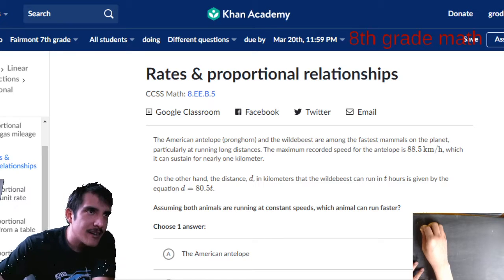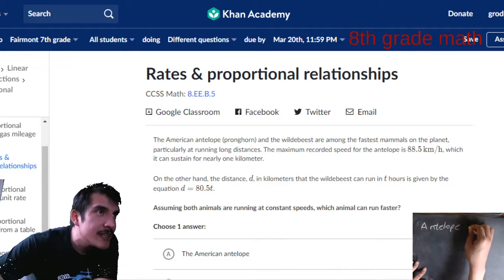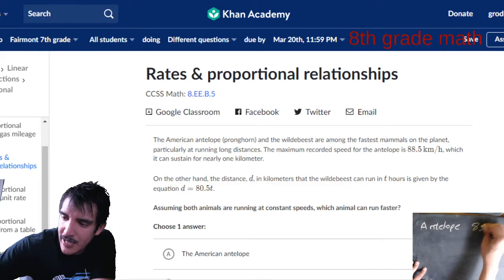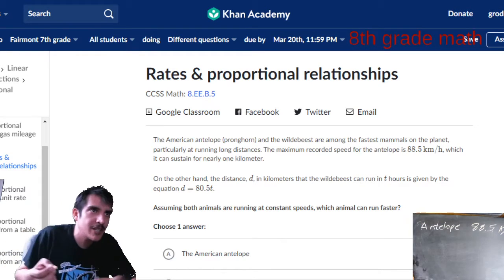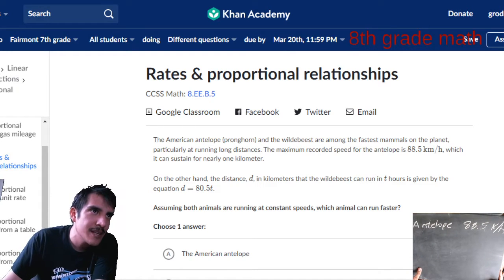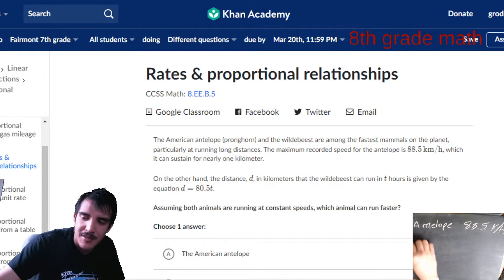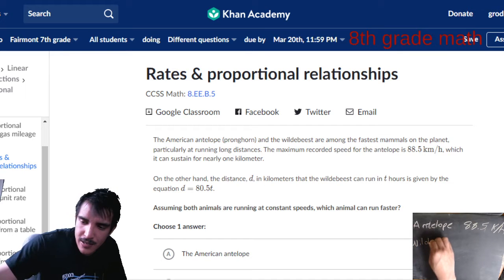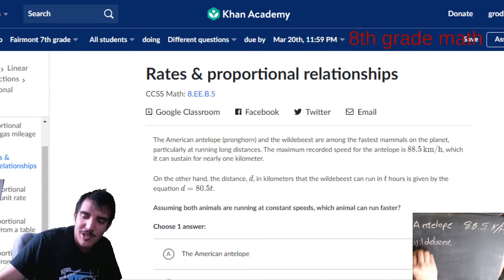Okay, so hold on. Let's write this down. Antelope. That's like a deer. Antelope can run 88.5 kilometers per hour, km/h. That's the way I like to write it. But that's the speed, 88.5. Then the equation of the wildebeest. I love that name for an animal. It's like wild beast, wildebeest. But they say that its equation is d equals 80.5t.